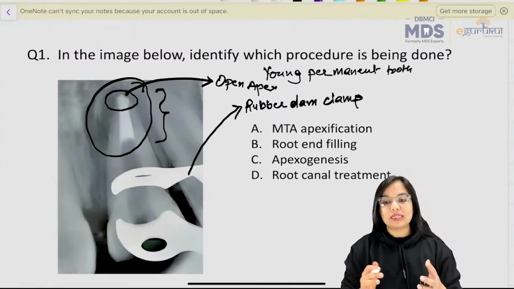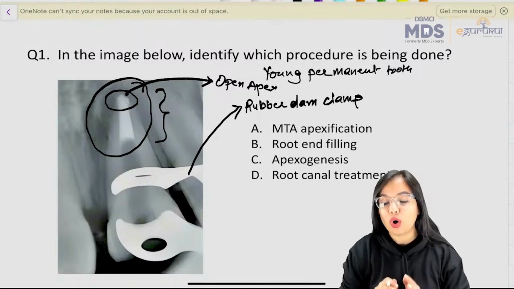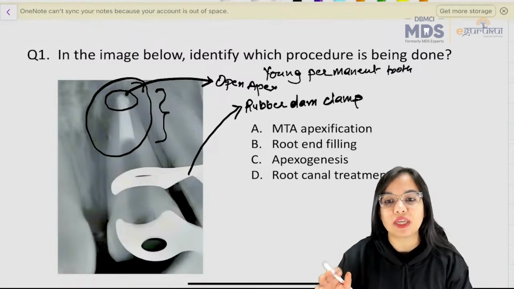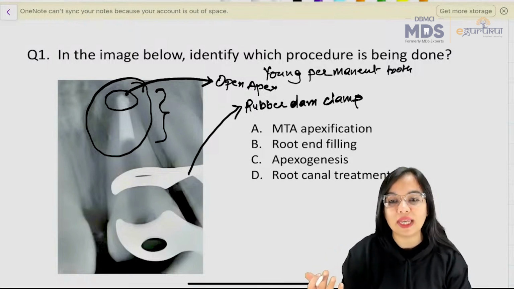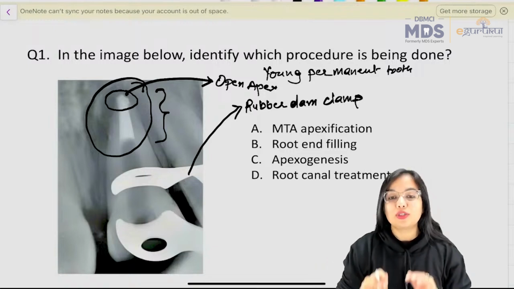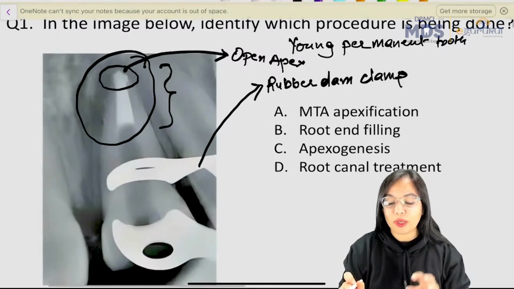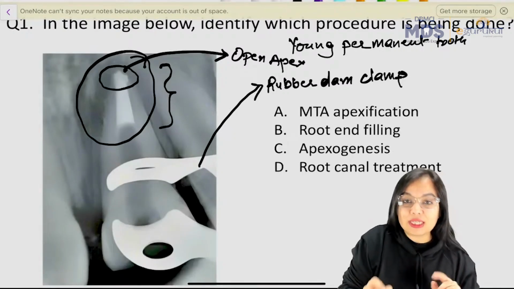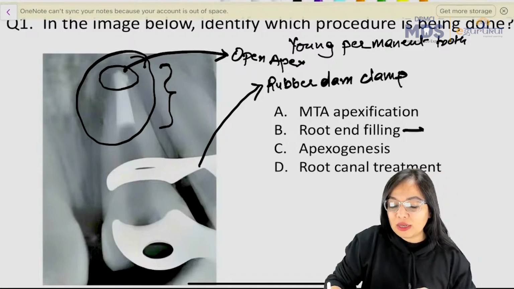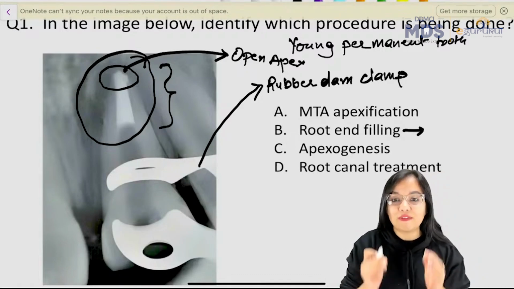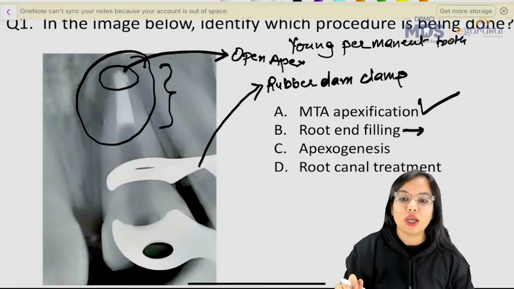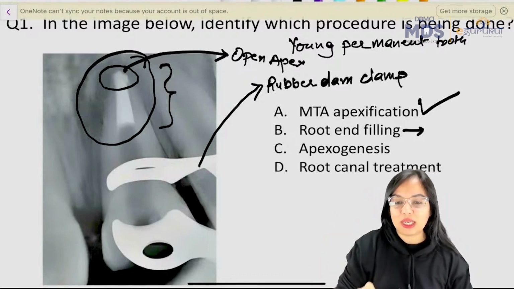So what they've asked is identify from the image below what procedure is being done in this picture. So whether it is an MTA apexification, whether it is some kind of a root end filling, whether it is apexogenesis, or whether it is a root canal treatment. So very, very easily we can know, because it is a young permanent tooth, the apex is open. It is not just any root end filling which is done for a post and core procedure. It is in fact an MTA apexification. Okay, so the answer here is A, that is MTA apexification.